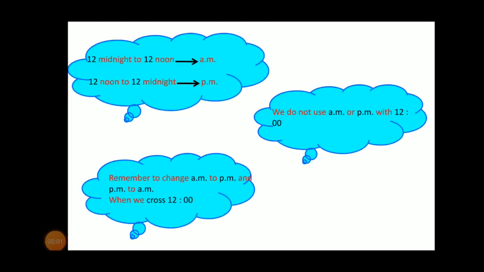Points to remember: 12 midnight to 12 noon is denoted by AM, whereas 12 noon to 12 midnight is denoted by PM. We do not use AM or PM with 12. Remember to change AM to PM and PM to AM when we cross 12.